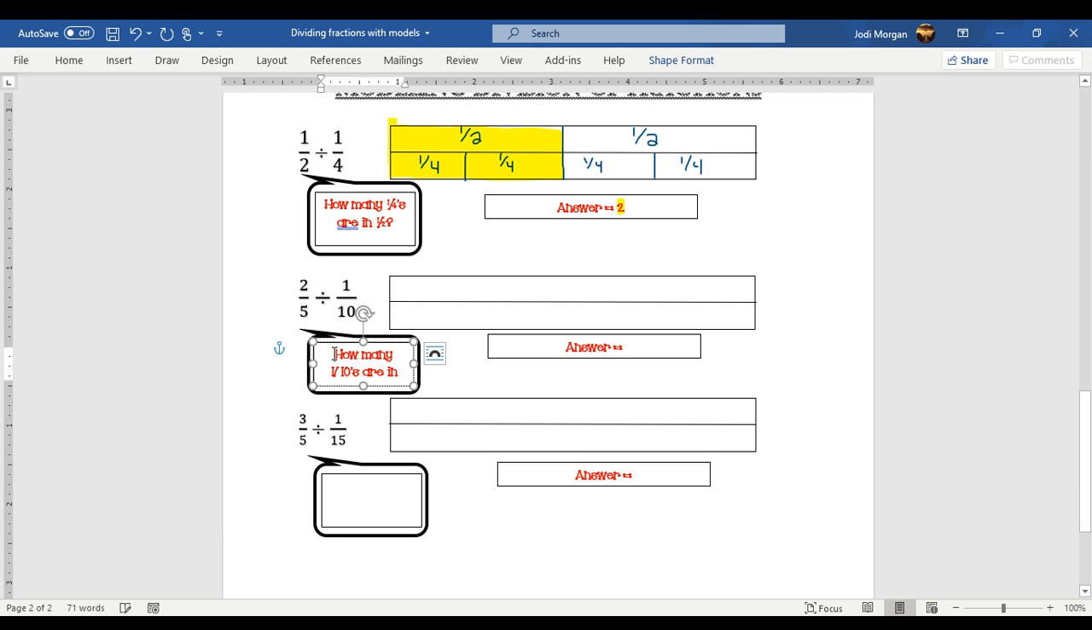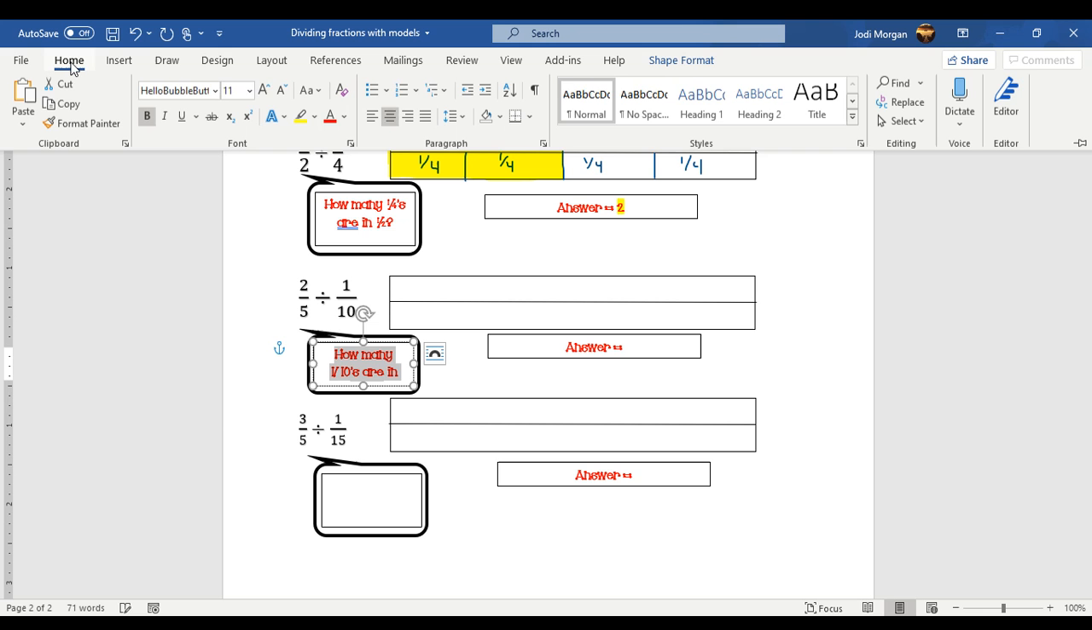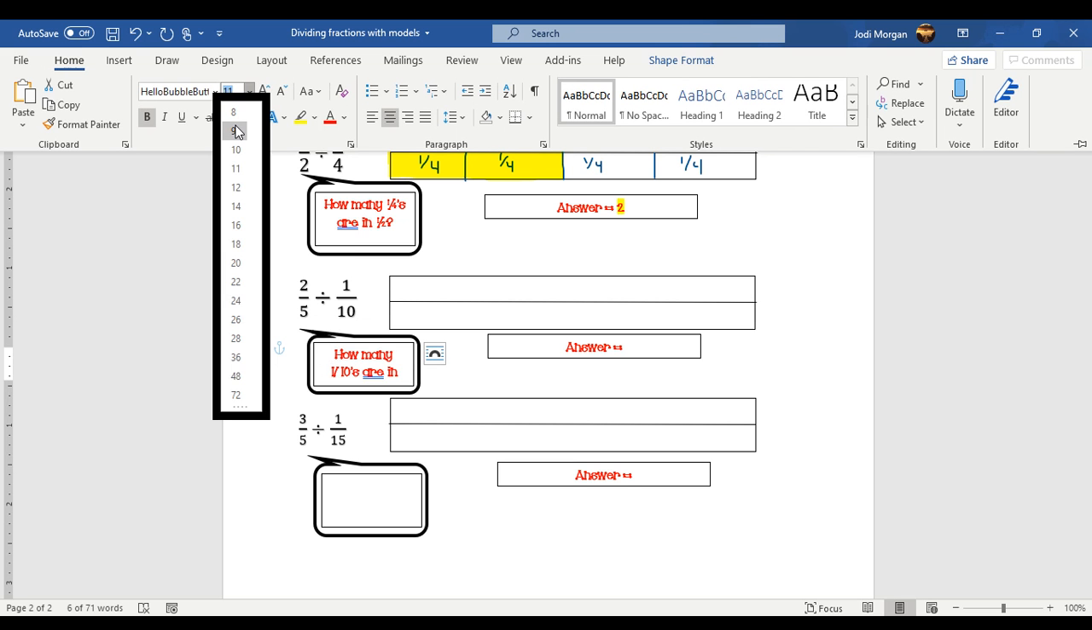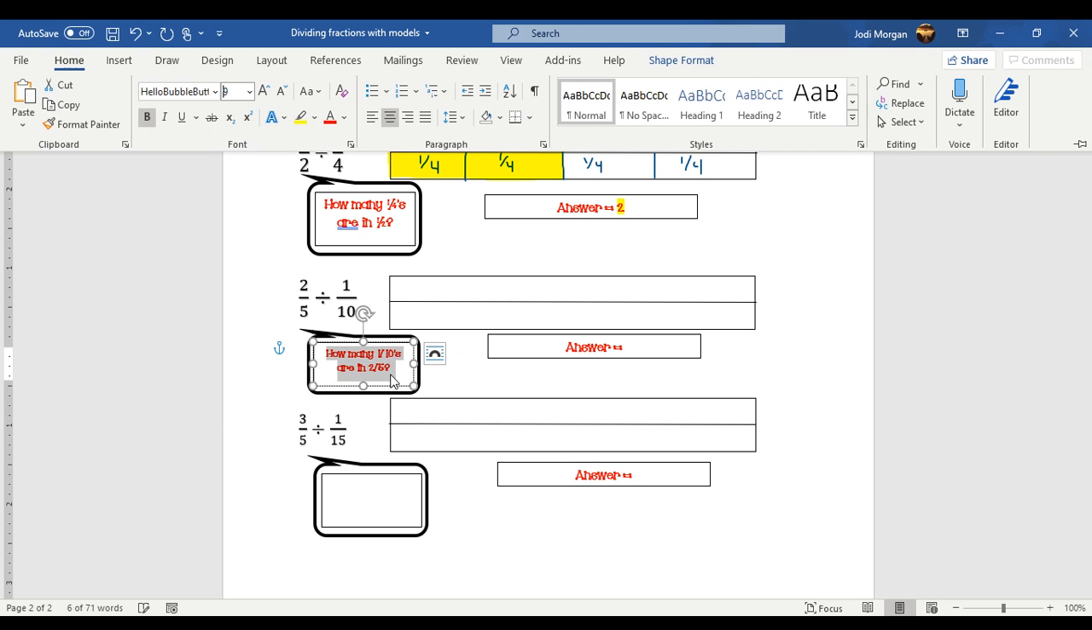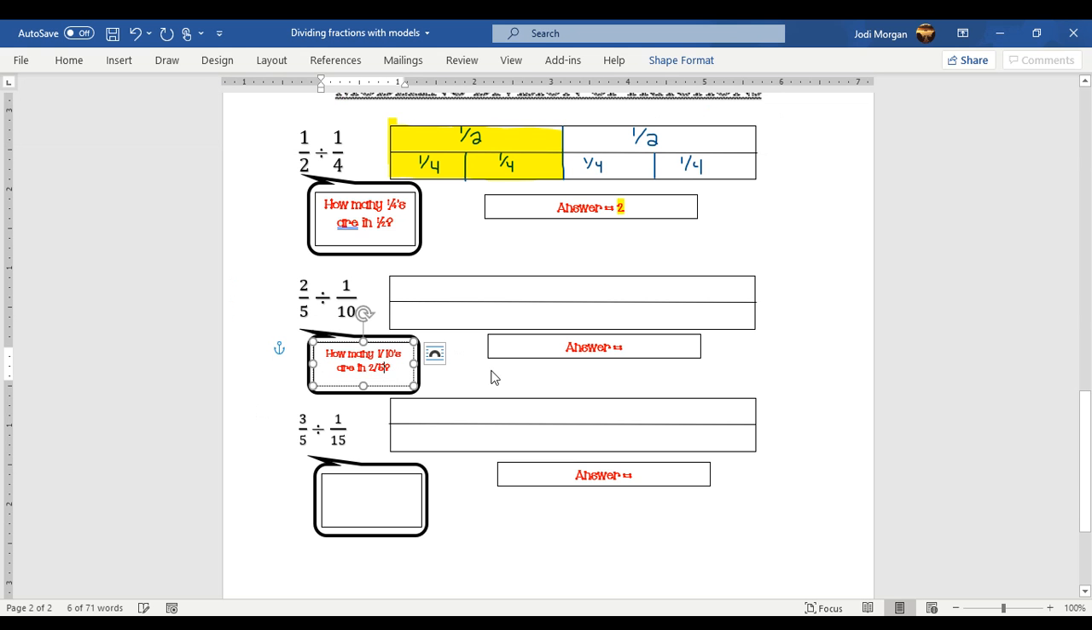As you can tell, since I'm typing, I need to make that smaller so you can see it. We're going to do the same thing here. Since we're trying to figure out how many of these tenths can cover fifths, or 2 of those fifths, we need to take these rods and do the same thing we did up here. But we don't need halves this time. We need fifths and we need tenths.